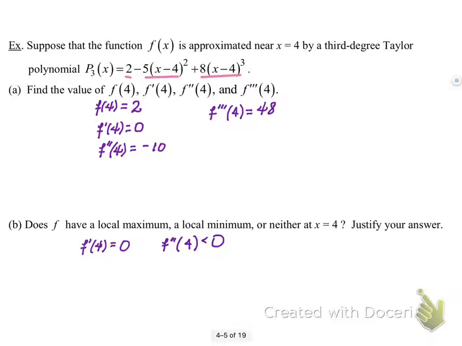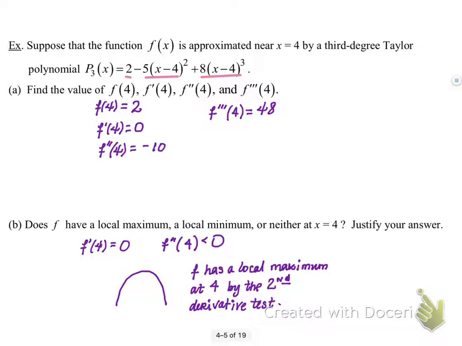Second derivative is negative, and the first derivative is 0, so we have something that looks like that. So it has to be a maximum by the second derivative test. Okay, moving right along.